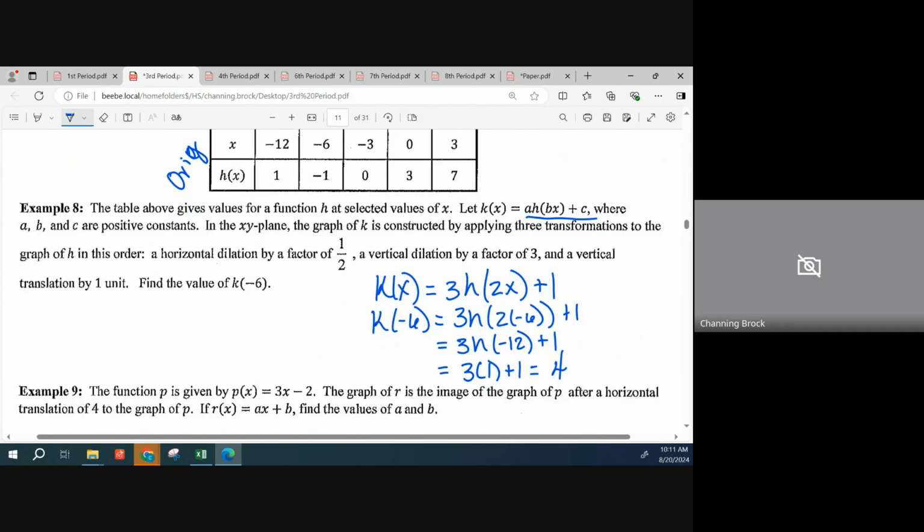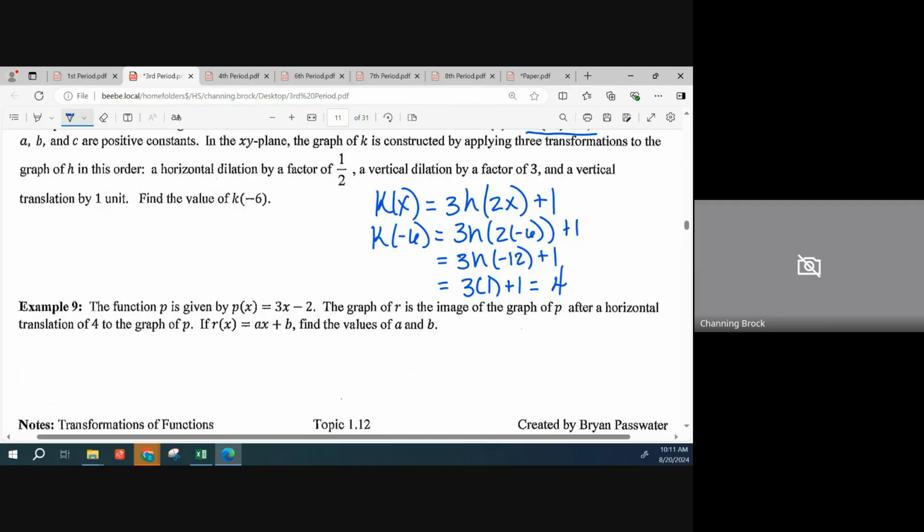Yep. Last one. So the function p is given by this linear equation, 3x minus 2. It says a graph of r is the image of the graph of p after a horizontal translation of 4 to the graph of p. Is that all? Yeah, that's all, isn't it? Okay. I thought there was more to this question, and there's not. It says if r of x equals ax plus b, find the values of a and b.